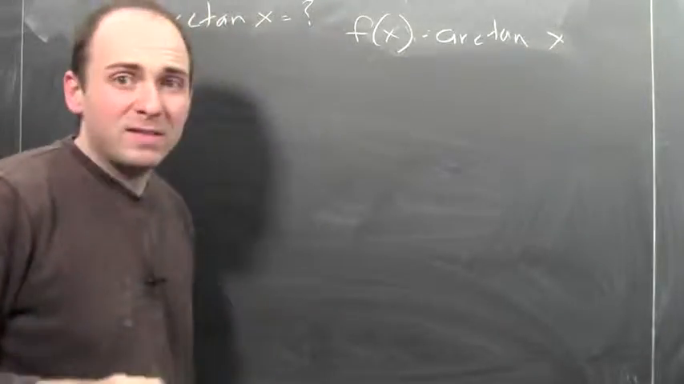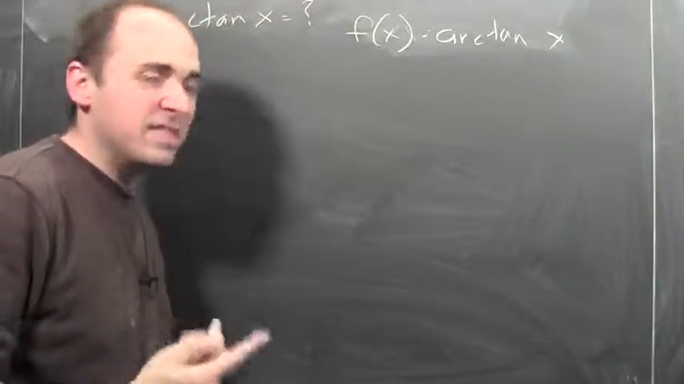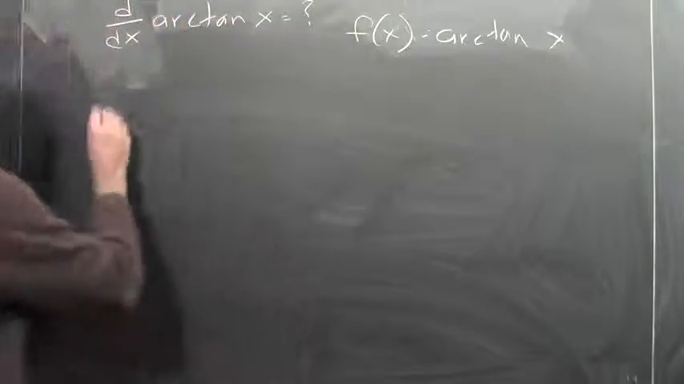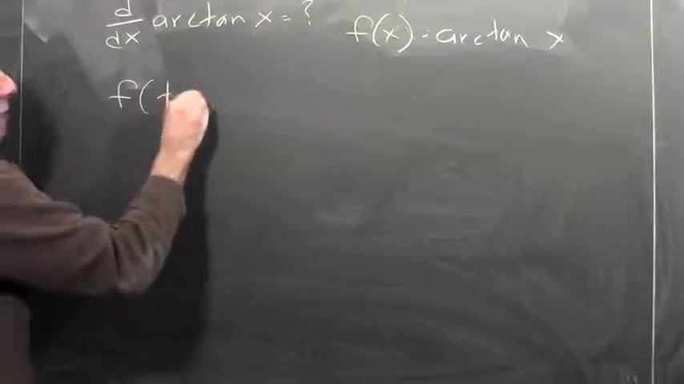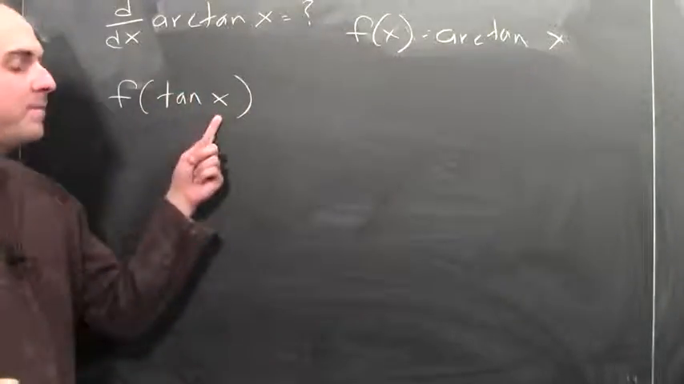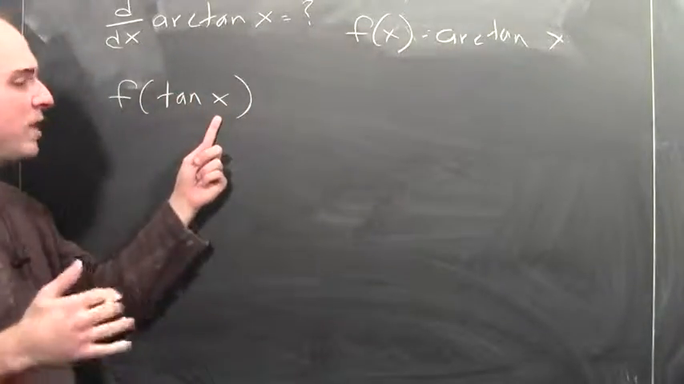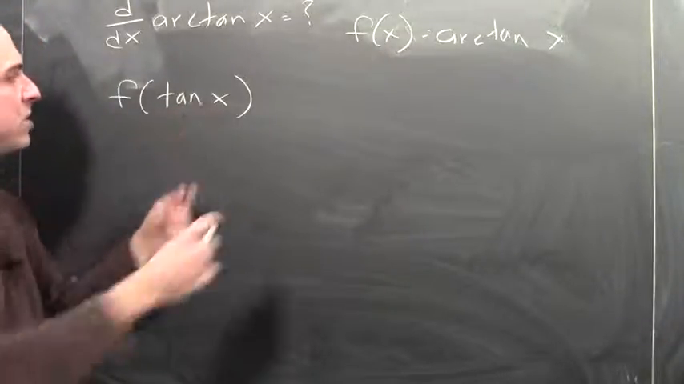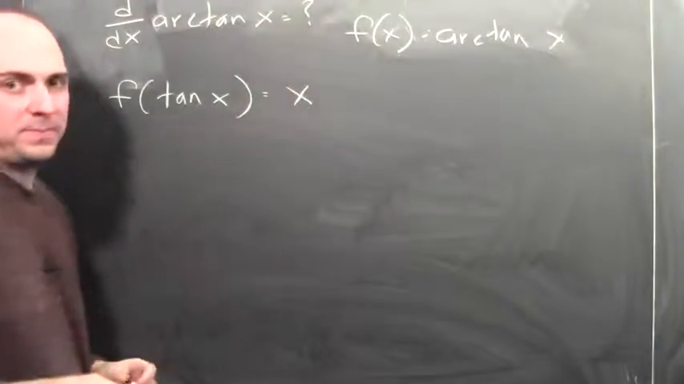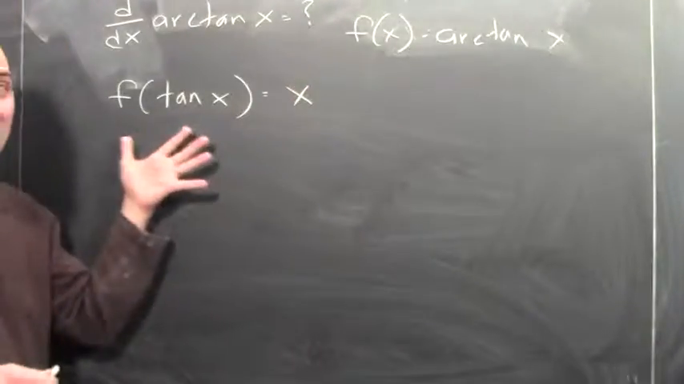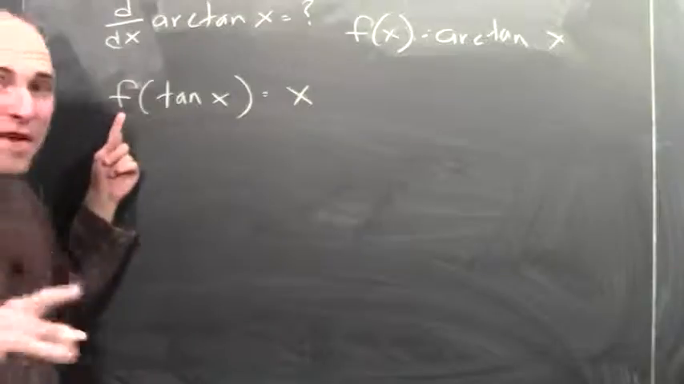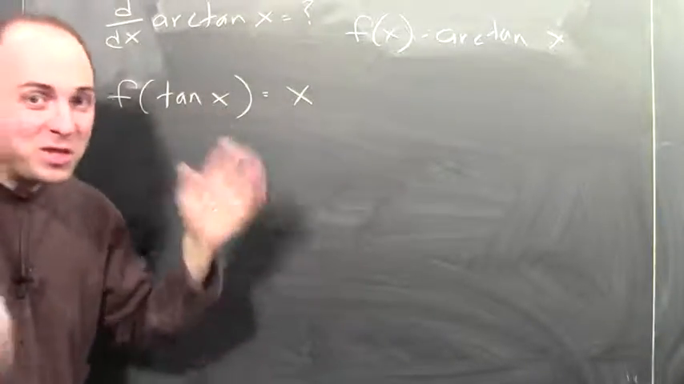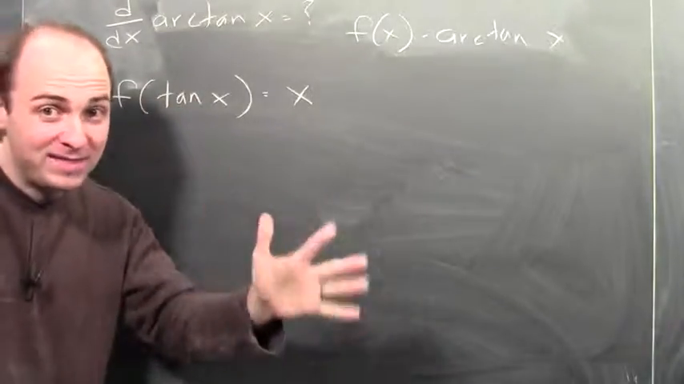Now, what do I know about arctan? Arctan is one of these inverse trigonometric functions. It's the inverse to tan. So I know what f of tangent x is. As long as x is between minus pi over 2 and pi over 2, the arctangent of tangent is just x. So this is a really great thing. Now, if f were differentiable, I could use the chain rule on this. So let's just pretend that arctan is differentiable and see what happens.